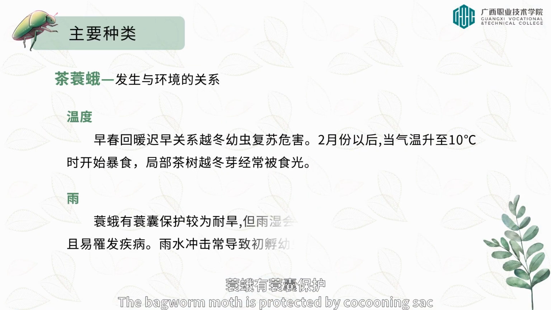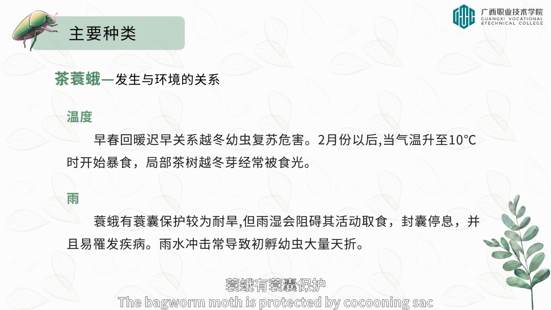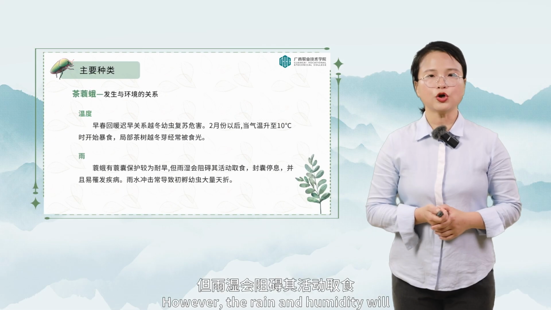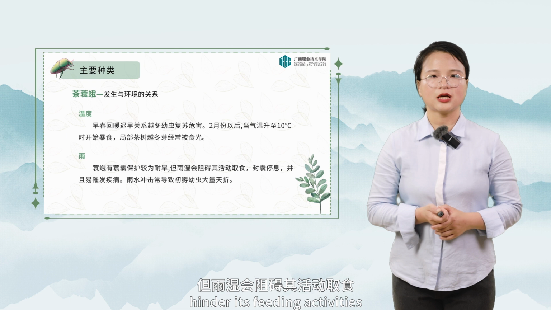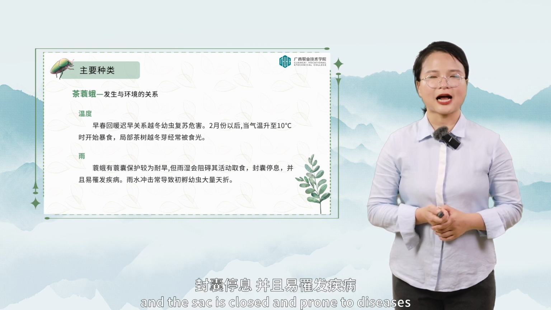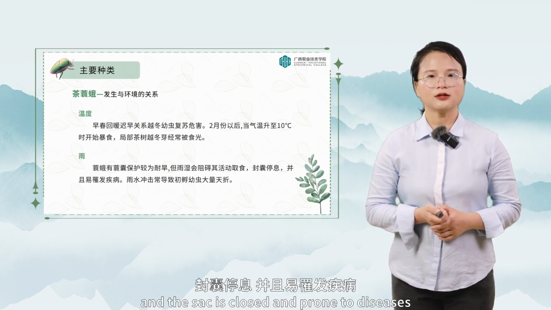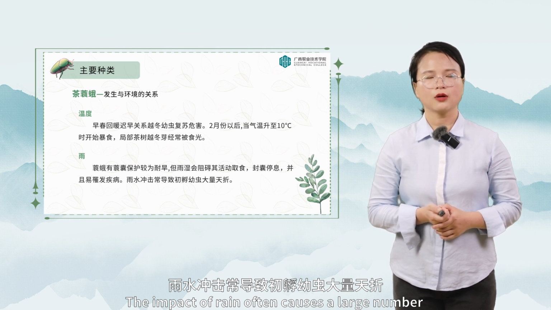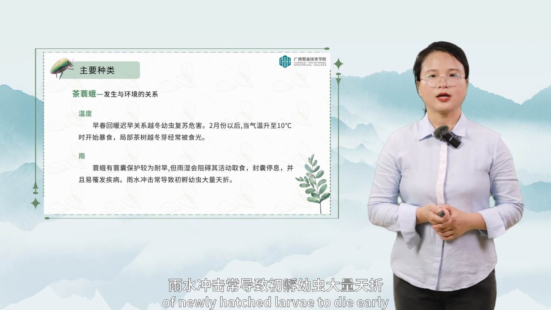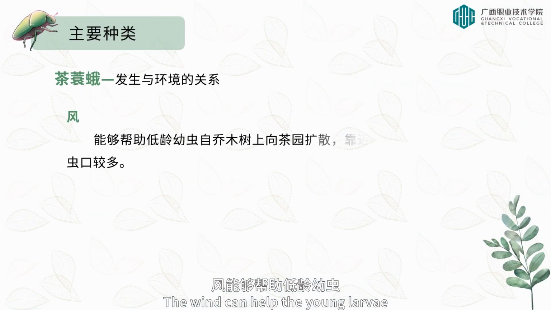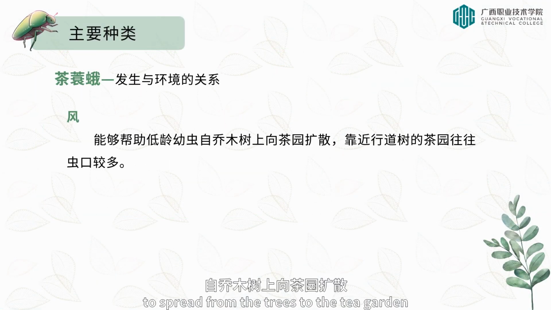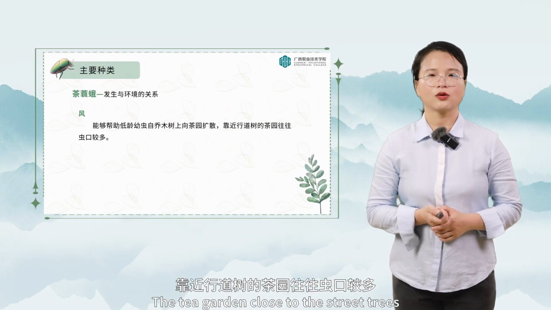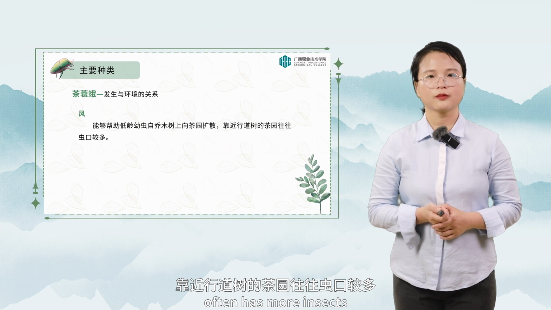The bagworm moth is protected by cocooning sac, which is relatively drought resistant. However, the rain and humidity will hinder its feeding activities, and the sac is closed and prone to diseases. The impact of rain often causes a large number of newly hatched larvae to die early. The wind can help the young larvae to spread from the trees to the tea garden. The tea garden, close to the street trees, often has more insects.